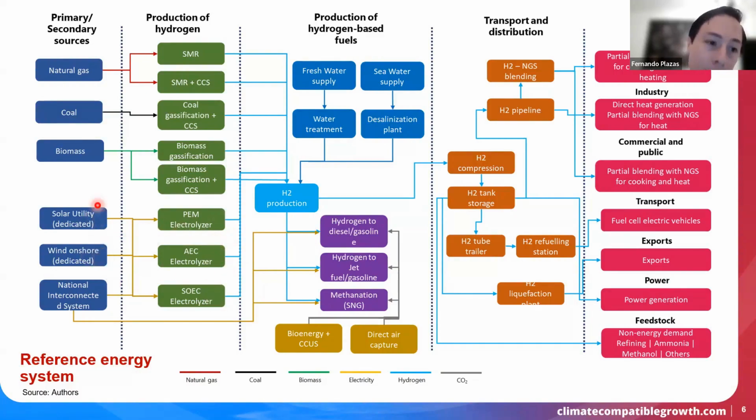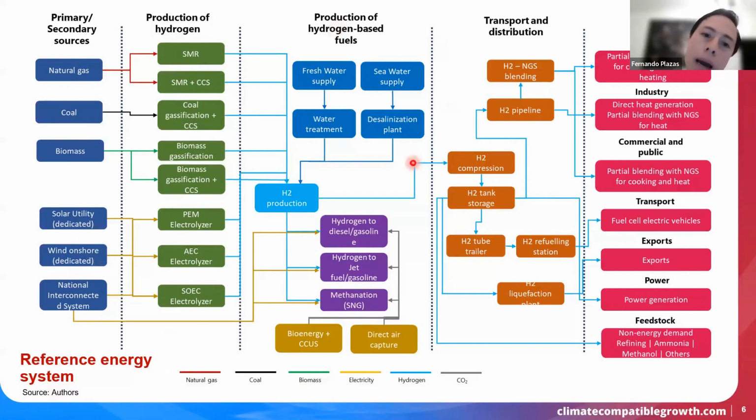We can have dedicated projects. So for example, solar power plants dedicated just for supplying electricity for electrolyzers. The same would be for onshore and offshore wind power plants. Or we can also connect the electrolyzers to the centralized grid. So there are two ways: we can have dedicated projects or we can be connected to the grid. That would be the production section.